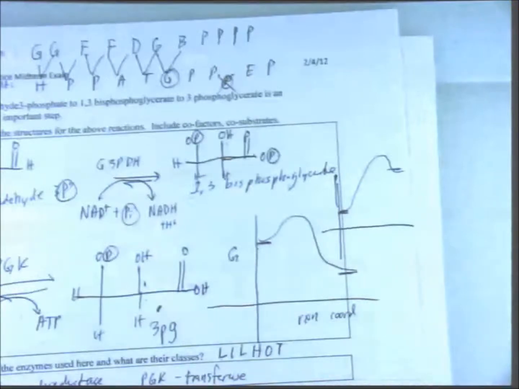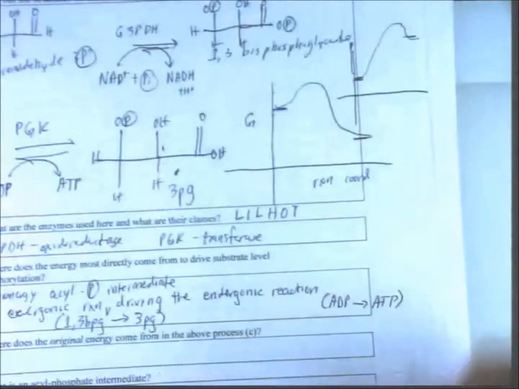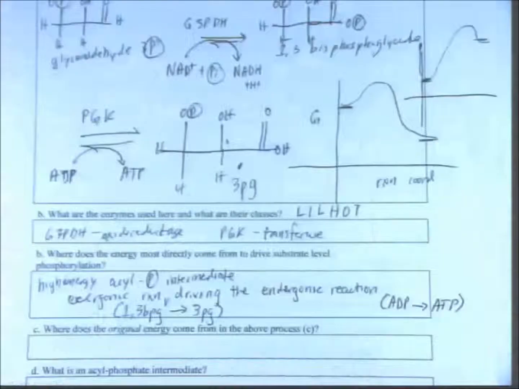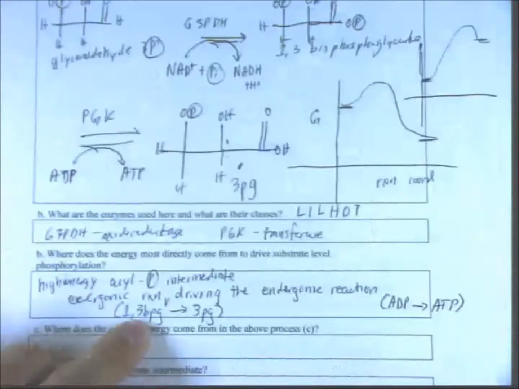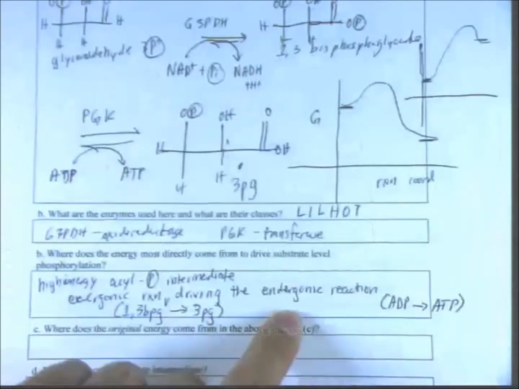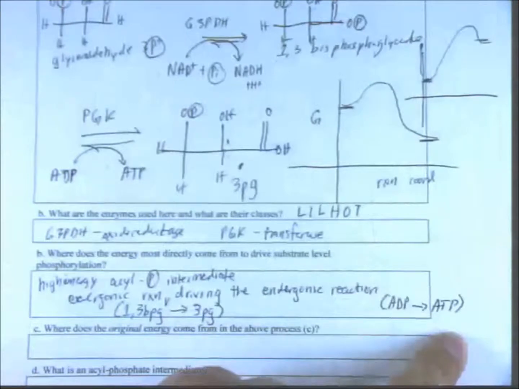So it's this exergonic reaction from 1,3-bisphosphoglycerate to 3-phosphoglycerate, and I'll put it in there, is driving the endergonic reaction of ADP to ATP. All right. So the exergonic reaction, which is 1,3-bisphosphoglycerate to 3-phosphoglycerate, is driving the endergonic reaction, ADP to ATP.